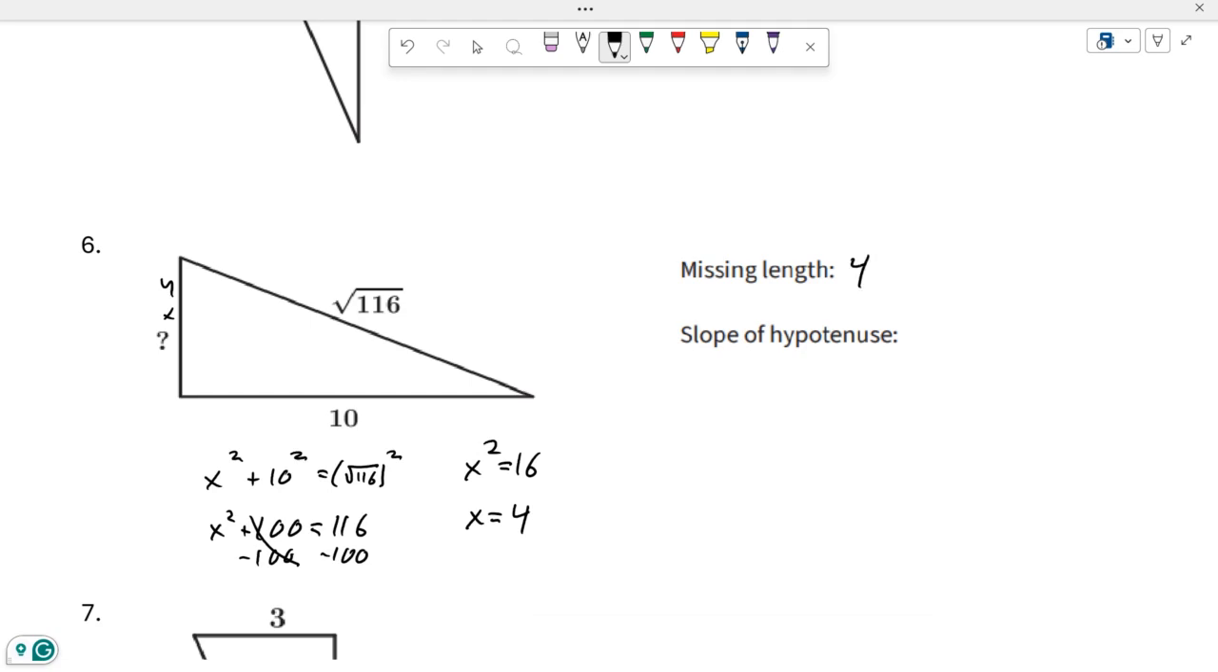Again, technically the slope looks negative because from left to right it's going down, so I would include the negative. It's my change in y over my change in x, or my vertical distance over my horizontal distance. My vertical distance is 4, and my horizontal distance is 10. And 4 over 10 reduces to 2/5, which is also 0.4, but I would leave it as a fraction. So negative 2 over 5.